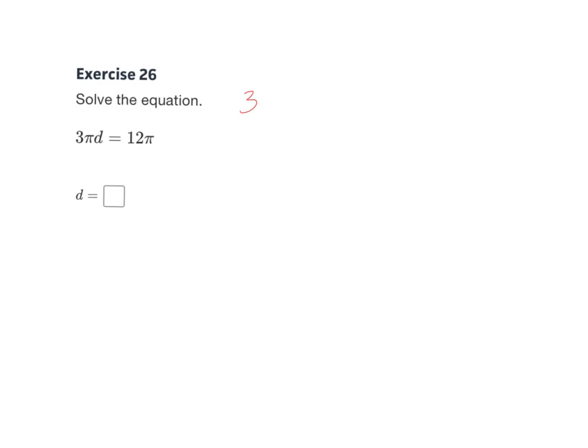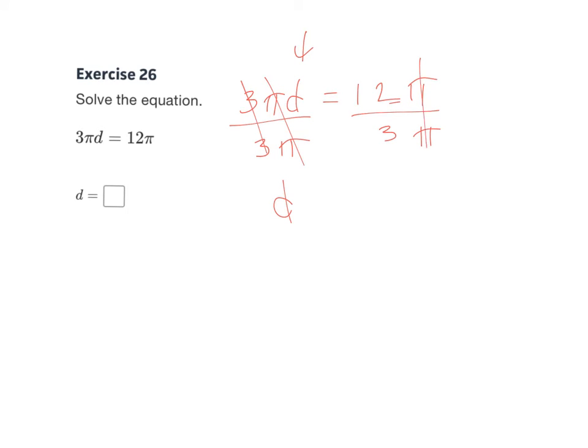Last one, we've got 3 pi d is equal to 12 pi. And we need to get this variable by itself. So I'm going to divide by 3 pi. That allows me to cancel there and there. And we're going to have to divide by 3 pi over here. I can cancel like that. 12 divided by 3 is 4. I get d is equal to 4.